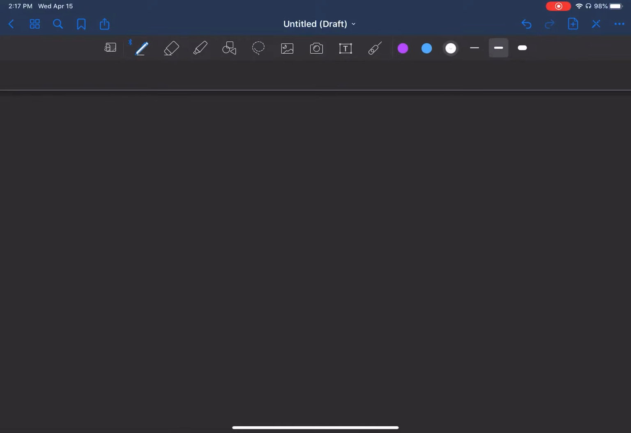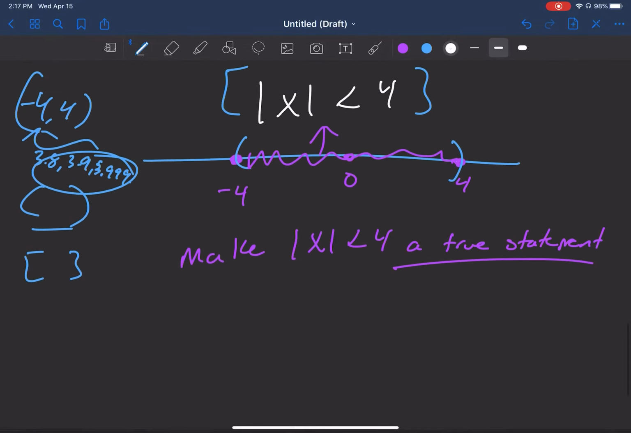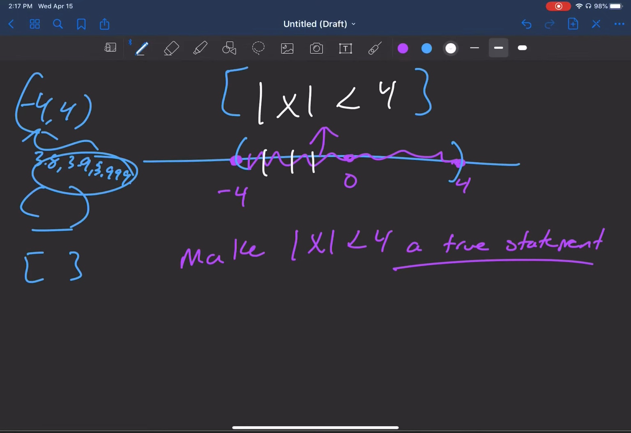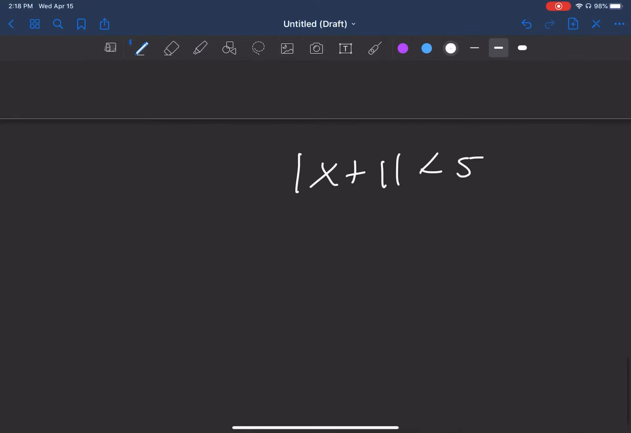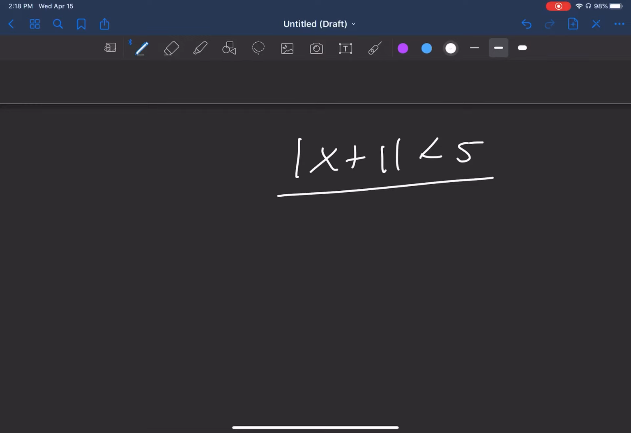So now let's look at solving some, right? So let's say you have absolute value of x plus 1 less than 5, right? Now it says, how many integer values satisfy this? Or basically, how many integers would satisfy this? And of course, integers are whole numbers, right? So we're looking for how many whole numbers will satisfy this statement or make this statement true.